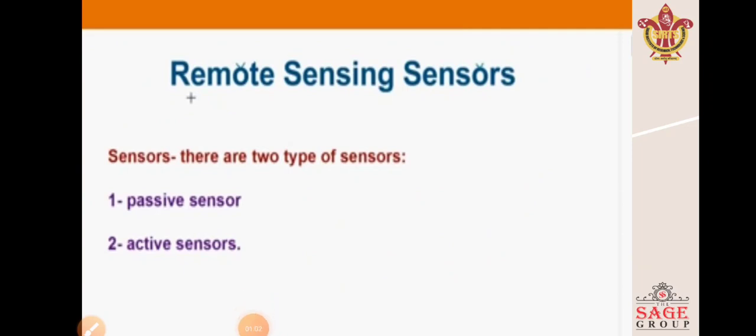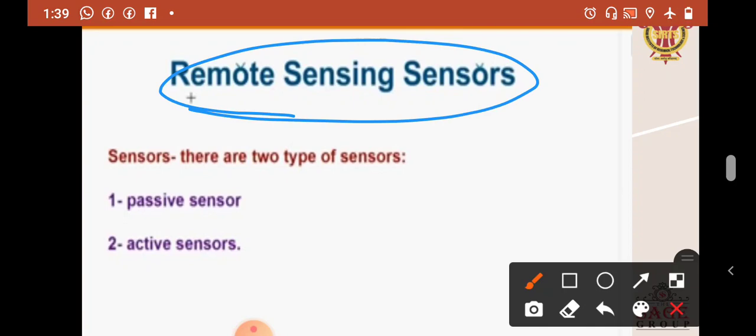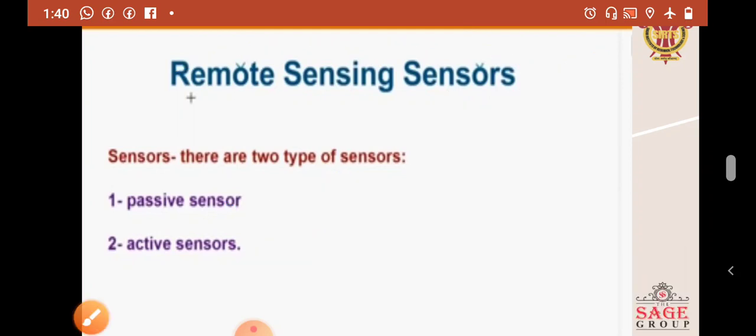Remote sensing sensors. This video is on the concept of remote sensing sensors, or active and passive sensors. This is the second important component of remote sensing. In this video we discuss remote sensing sensors, passive sensors and active sensors. Now, what work would sensors do? Sensors are devices that detect EMR.